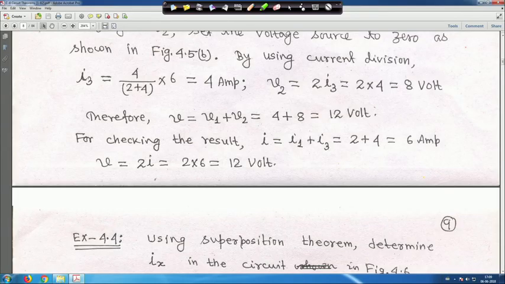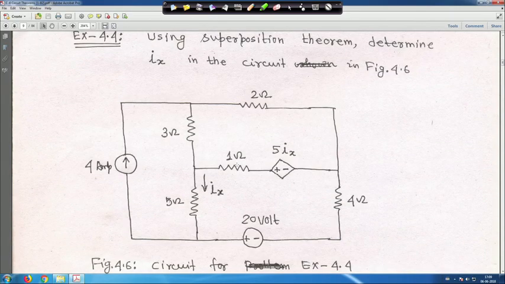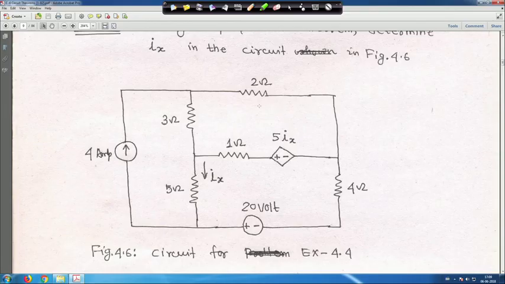Right, superposition theorem, and as a whole you solve the circuit. Now, the next one is: using the superposition theorem, determine Ix in the circuit in figure 4. So, in this case you have to find out Ix using the superposition theorem. That means this Ix you have to find out, and one dependent voltage source is there, 5 into Ix.